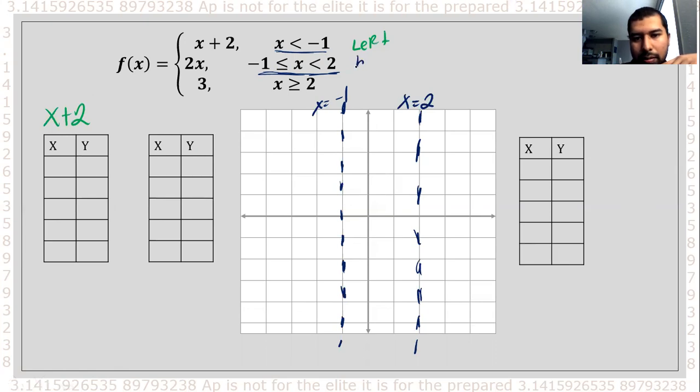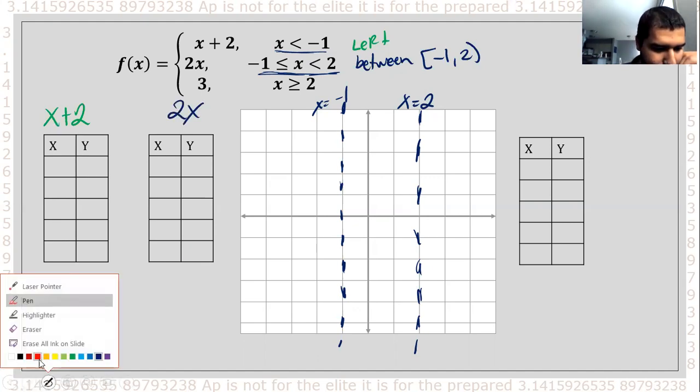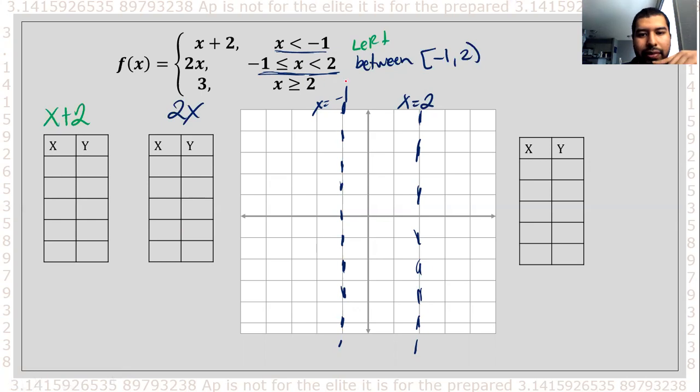So between -1 and 2. And 2 is not included, but we're going to put it as a reference. So this is 2x. And last but not least, let me use red. Everything that is 2 to infinity, right? This is to the right. Okay, and this is just 3.